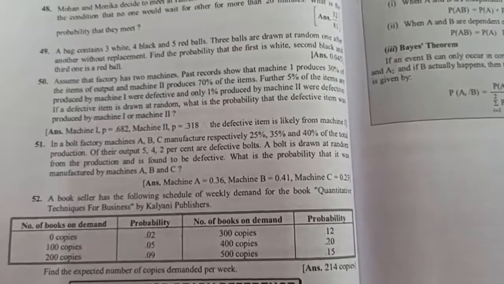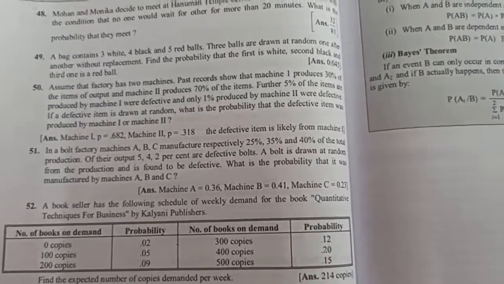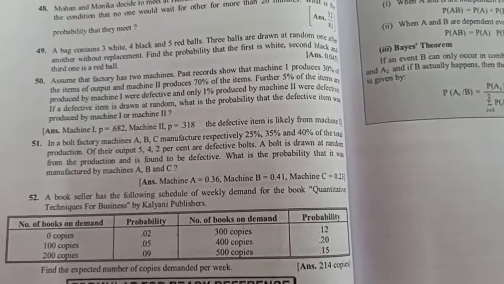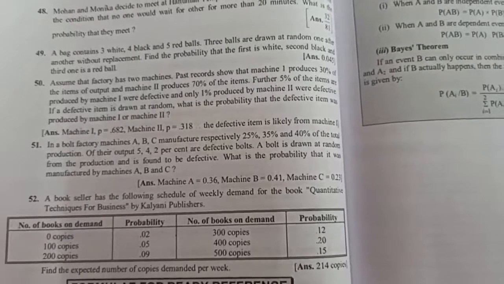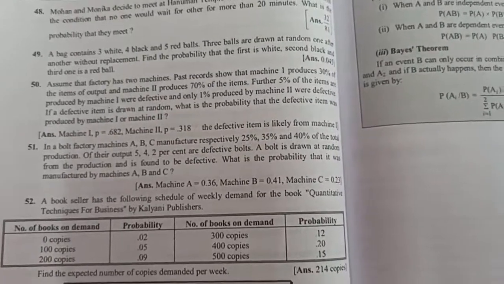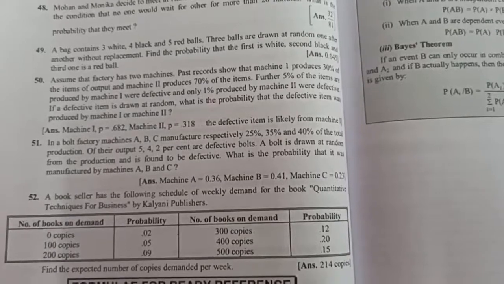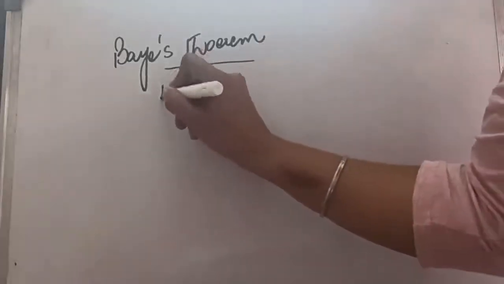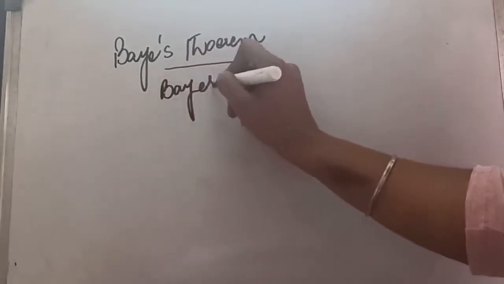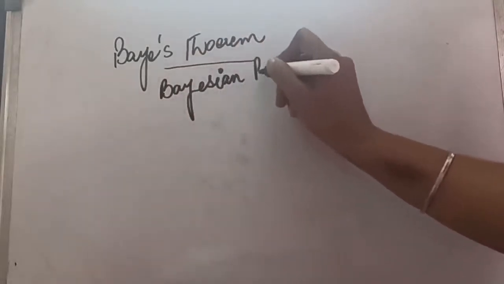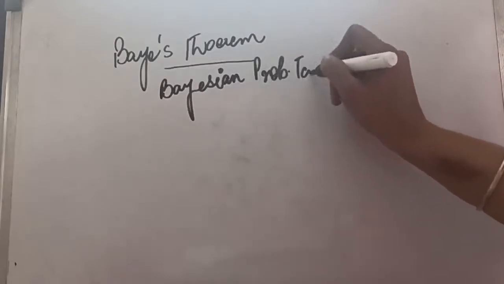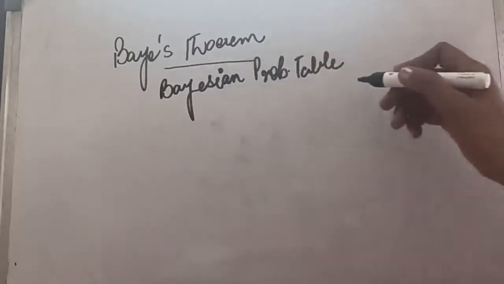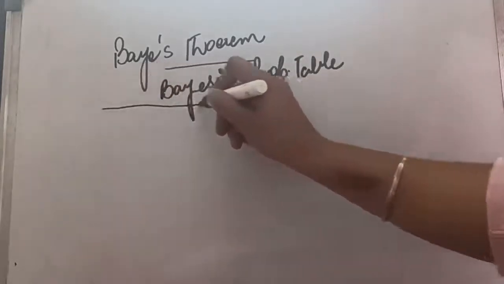So you can see in this question number 51 that two probabilities are given. First for A, B, C, that is 25%, 35% and 40%. And then about the defective bolts, again for A, B, C: 5, 4 and 2%. Now we will fill these values in the table of Bayes' theorem. So from this question we will create the Bayesian probability table. From this table only we will get the answer. Or you can write here calculation of posterior probability table.